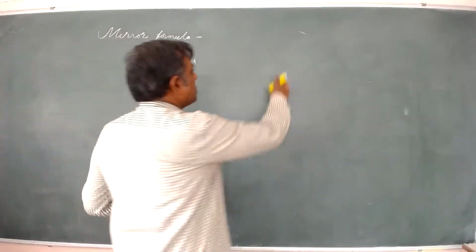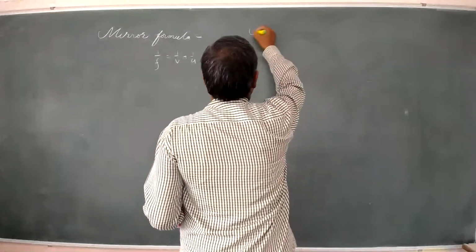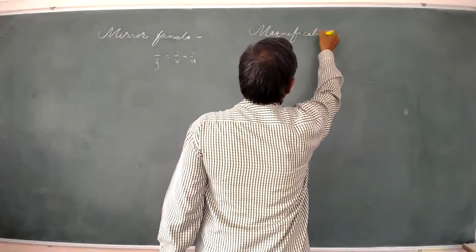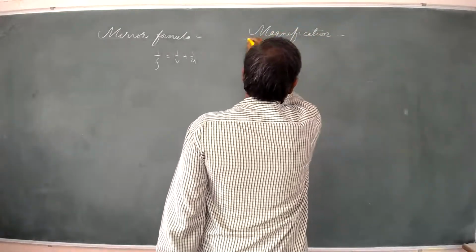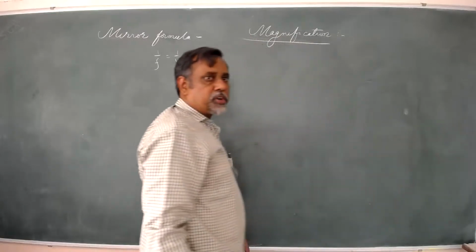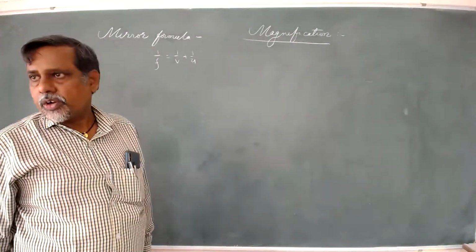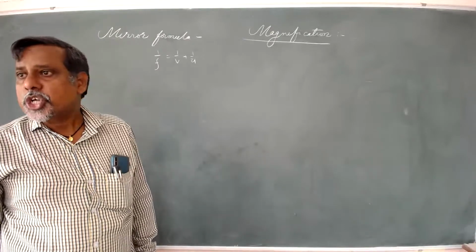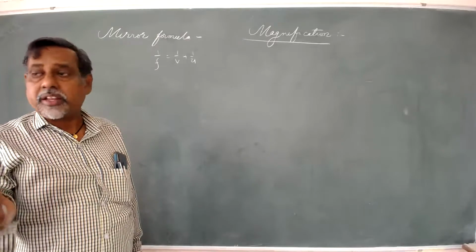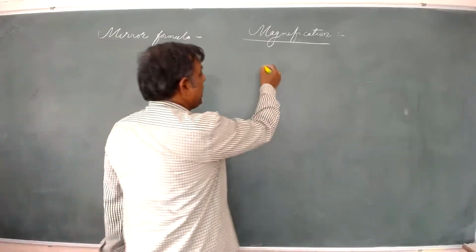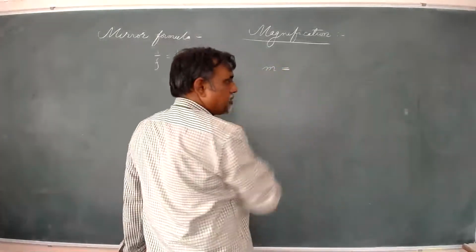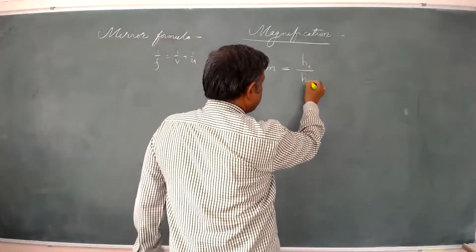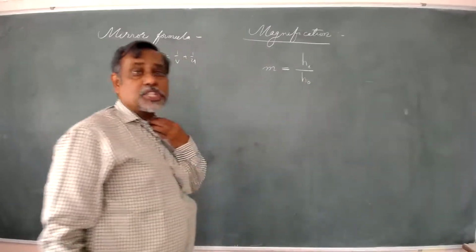Now coming to one more thing, we need to discuss magnification. So what do you mean by magnification? It is the ratio of the height of the image to the height of the object. m is the symbolic representation of magnification. So the ratio of height of image and height of object becomes magnification.